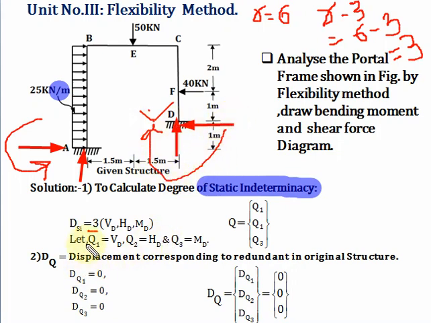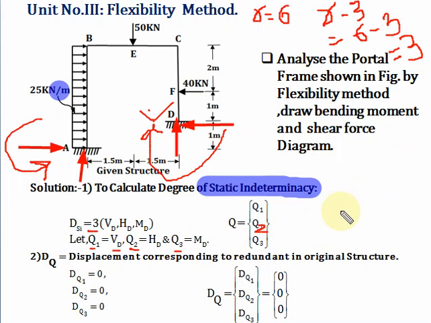So here we'll consider our first unknown Q1 equal to the vertical reaction at D, the second unknown Q2 as the horizontal reaction at D, and our third unknown Q3 as the moment at D. So this is our Q matrix: Q1 is VD, Q2 is HD, and Q3 is the moment at D.